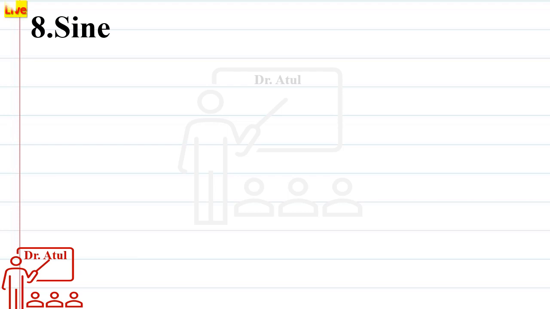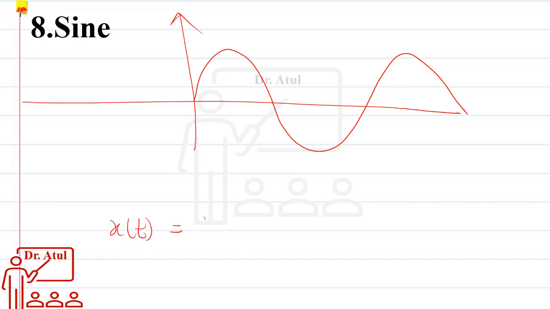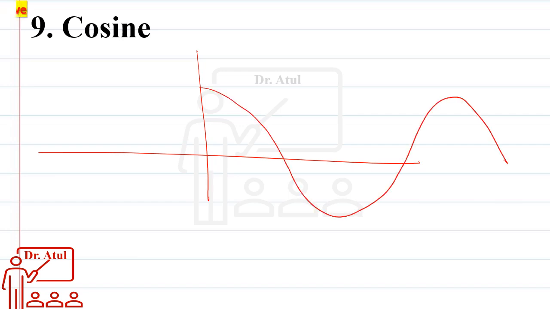Next one is sinusoidal signals. These were very popular from ancient times. A sinusoidal signal starts from 0, goes up, then goes down, then goes up like this. So x(t) equals sine t. And the cosine signal starts from 1 at 0, goes down and goes up like this.